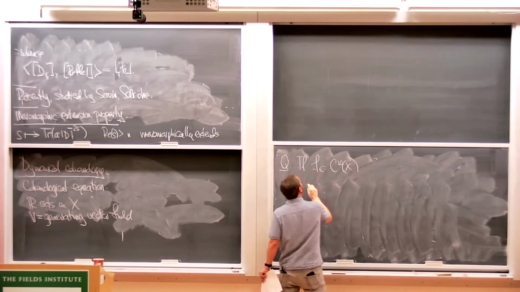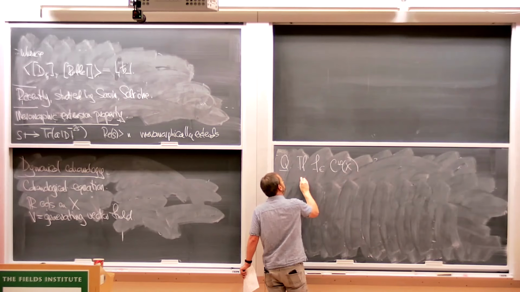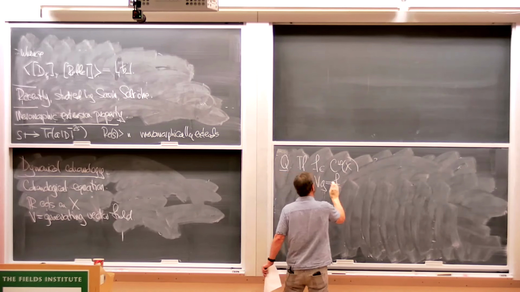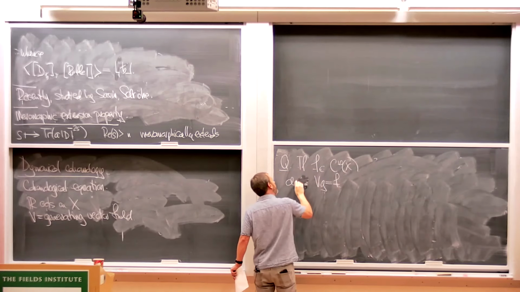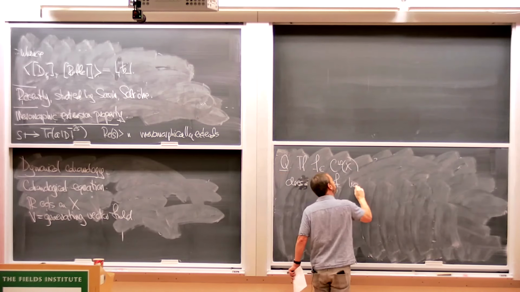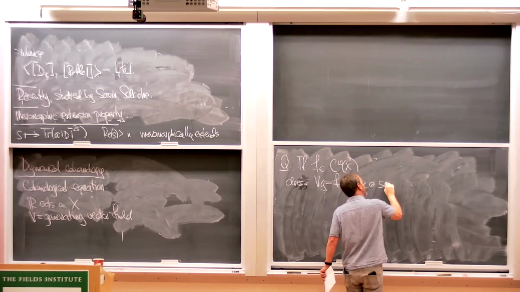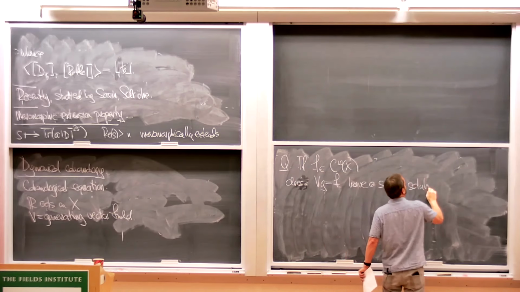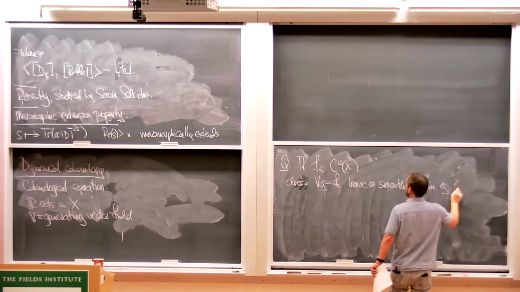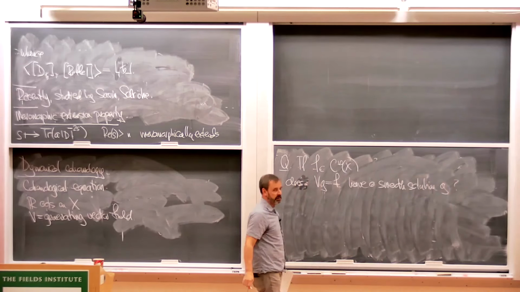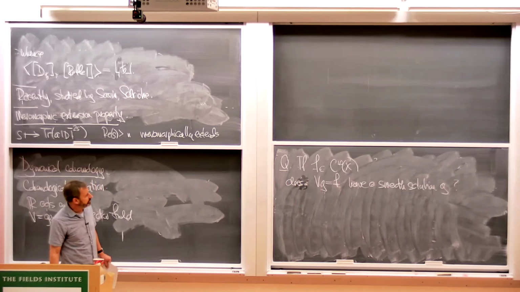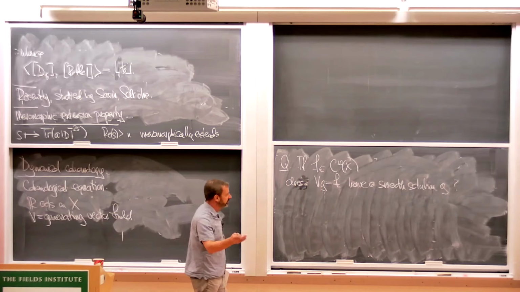Anyway, is VG equal to F, or does VG equal to F have a smooth solution G? So is that true for every F? And this is a kind of hypoellipticity. This is sort of like hypoellipticity.